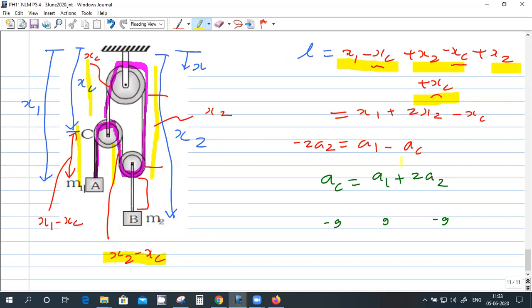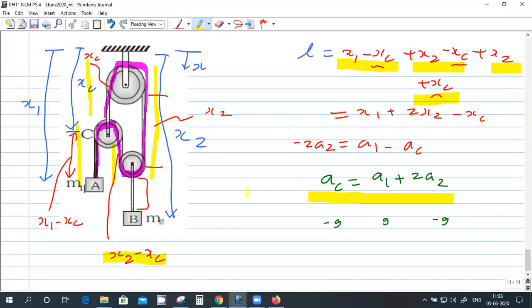One xc is cancelling. So we get x1 plus 2x2 minus xc equal to L. So if we differentiate, we get this relation: ac equal to a1 plus 2a2. This is perfectly fine. There's nothing wrong with it.